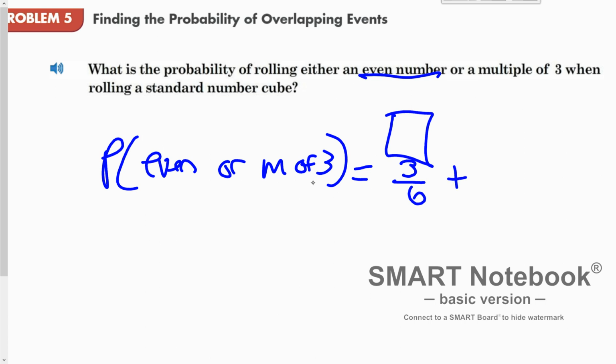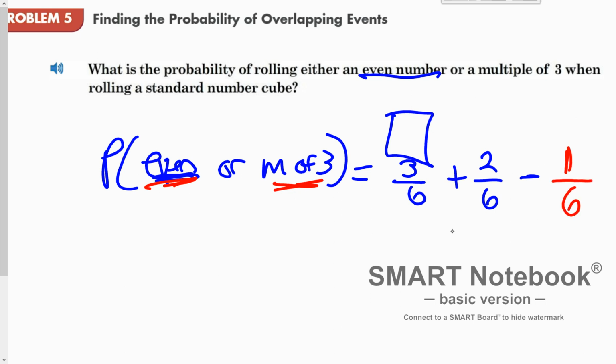So 3 is a multiple of 3, 6, right? 3, 6, 9, 12, 15. Those are all multiples of 3. Well, on a number cube, there's only 3 and 6, so that's 2 out of 6. And then I've got to subtract the likelihood of them happening together, both even and a multiple of 3. Well, what's an even and multiple of 3? Well, that would be 6. So that's only 1 out of 6.